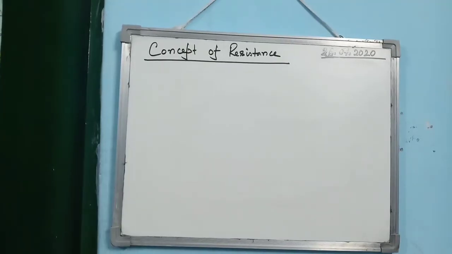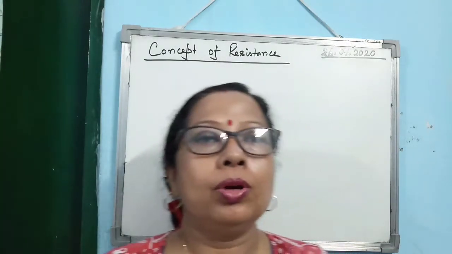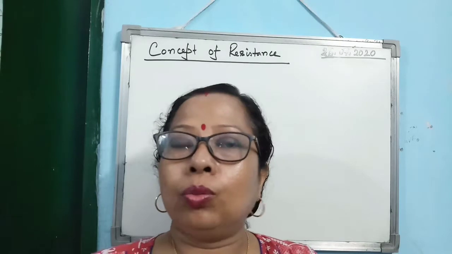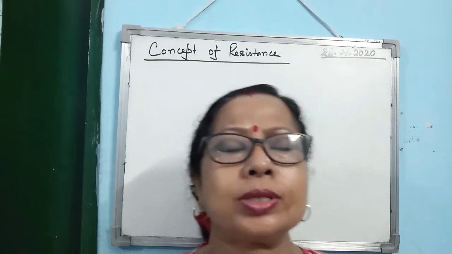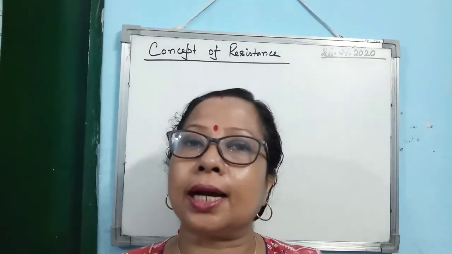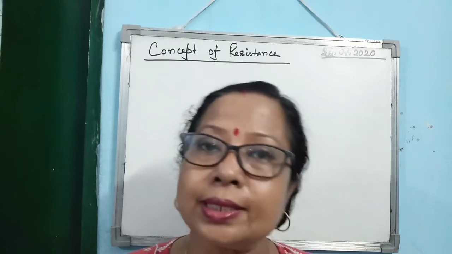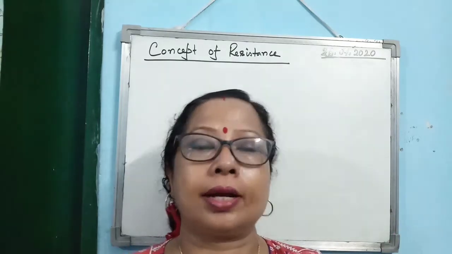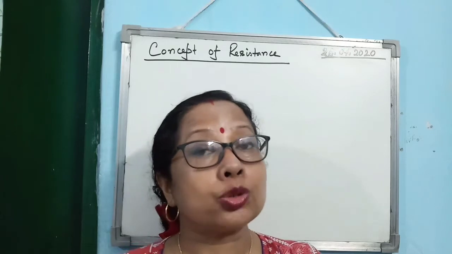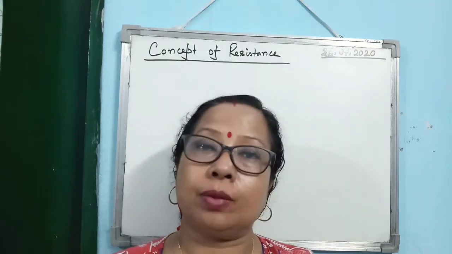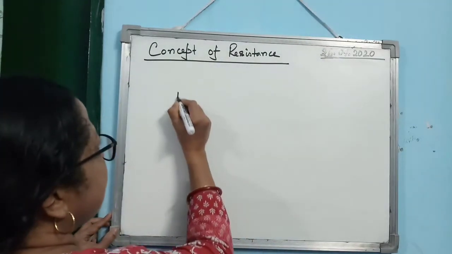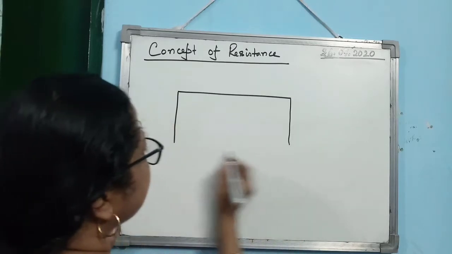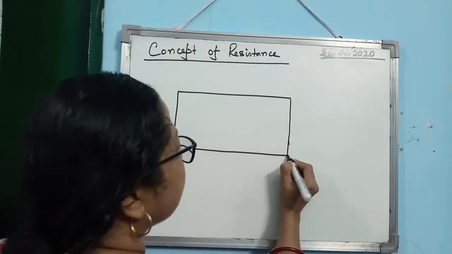Next concept is the concept of resistance of a conductor. Before that, you have to know the basic differences between conductors and insulators. From junior classes you have been studying that. What is the basic difference? Conductors conduct electricity, insulators cannot conduct electricity. Why do conductors conduct electricity? Because they have free electrons. So if you consider a piece of conductor, then inside the piece of conductor, who are there?